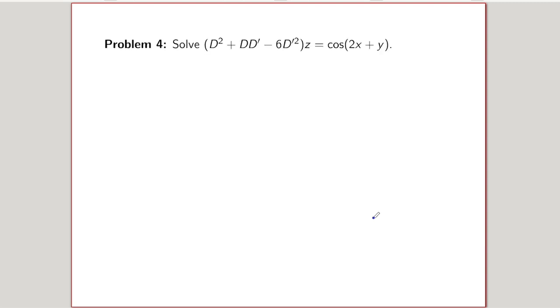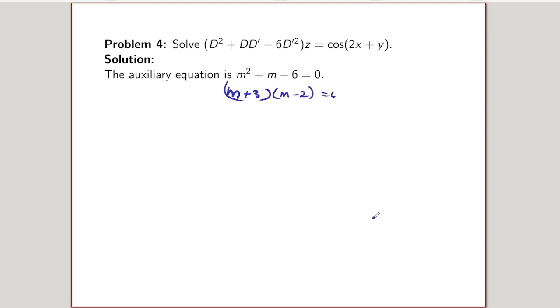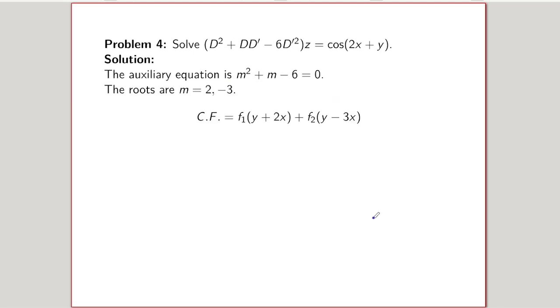Now, D square plus D dash minus 6 D dash square into z equal to cos of 2x plus y. So this is our auxiliary equation. We can write it as m plus 3 into m minus 2 equal to 0. So our m values will be minus 3 comma 2, or 2 comma minus 3. So the complementary function will be f1 of y plus 2x plus f2 of y minus 3x.